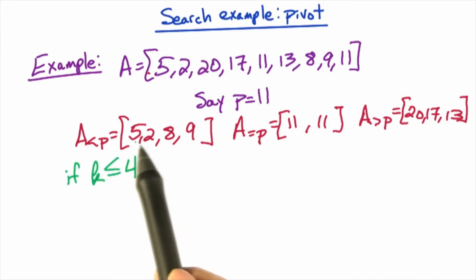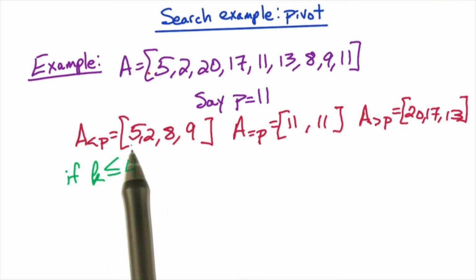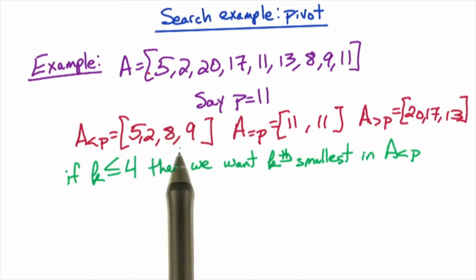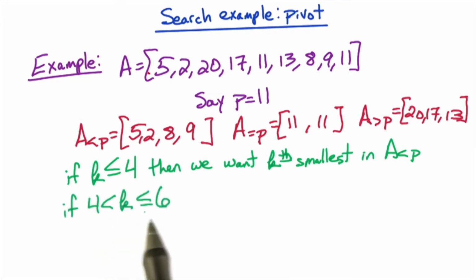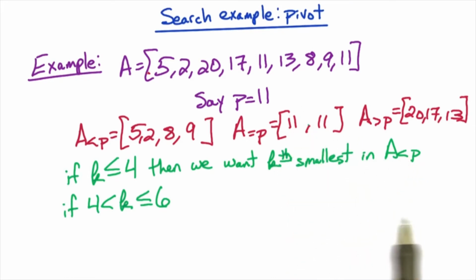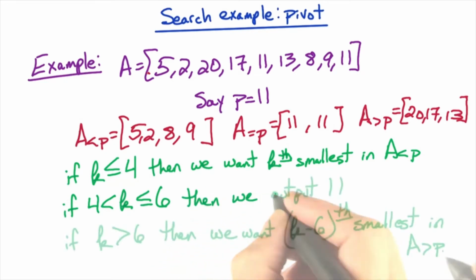The smallest list is of size 4, so if k is at most 4, then we know the k smallest is in this list. So in this case, we can recursively search for the k smallest in this list, and we can discard these two other lists. Now if k is 5 or 6, then what do we know? Then we know the k smallest is in this list, and therefore it's equal to 11. So we don't need to recurse at all. We can just output 11.